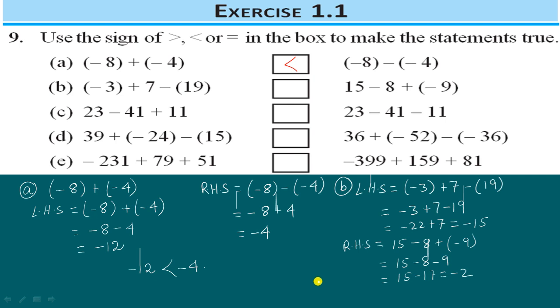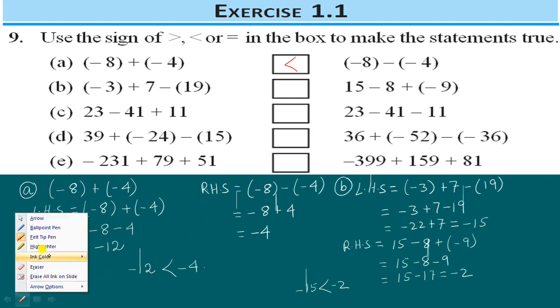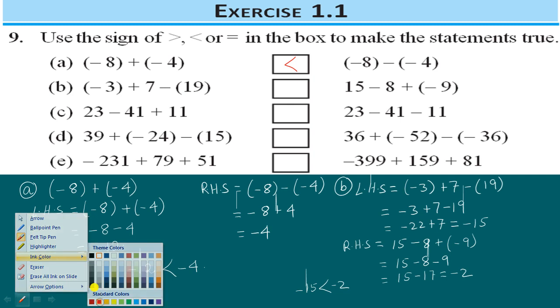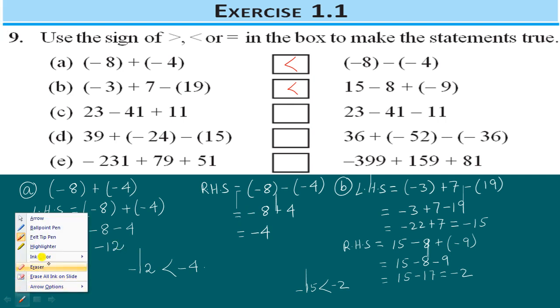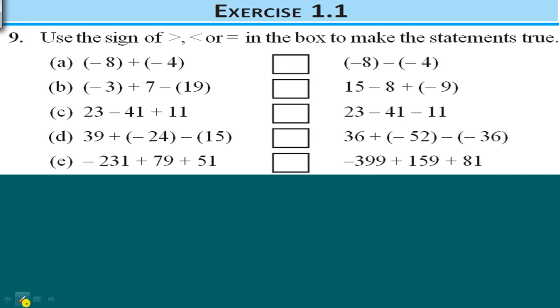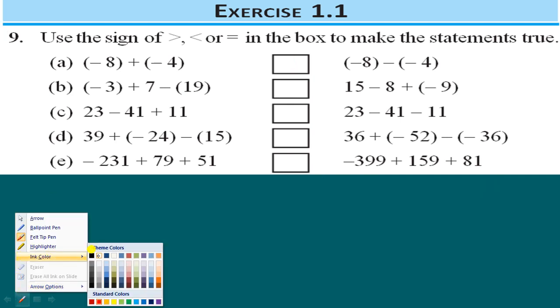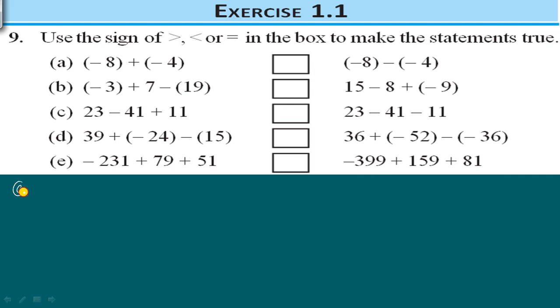Now here you see that minus 15 is less than minus 2. Therefore, it will be less than, right? Therefore, left hand side is less than right hand side. Here we are writing that left hand side is less than right hand side, right? Now we'll solve question number C, right? Here you see question number C.